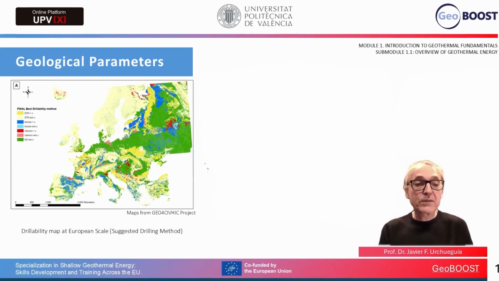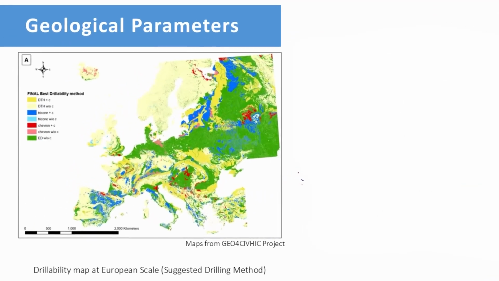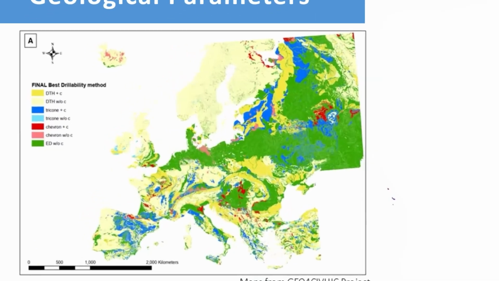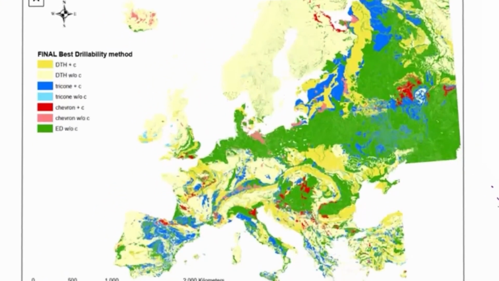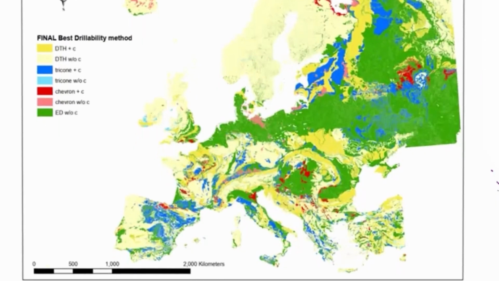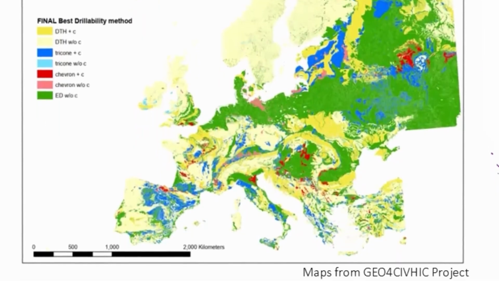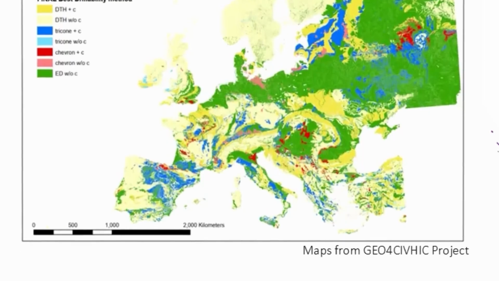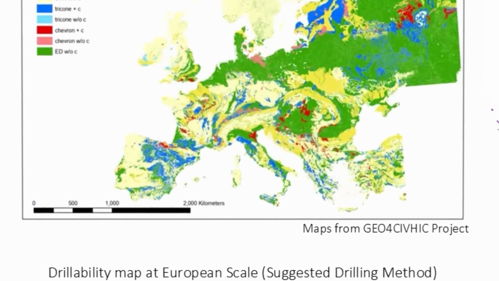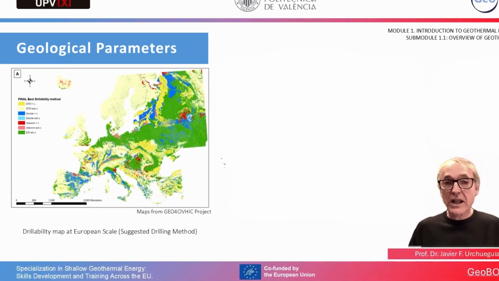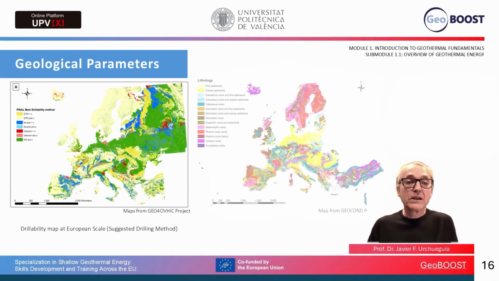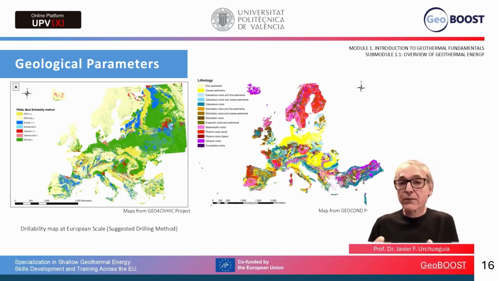Here you can see a map produced in the Geo4Civic project, in which different technologies for drilling, which were most appropriate in the different types of soil, were characterized. One fundamental aspect is the drilling cost. The other important and essential aspect is the conductivity, which depends critically on the type of ground we have, from its conformation.